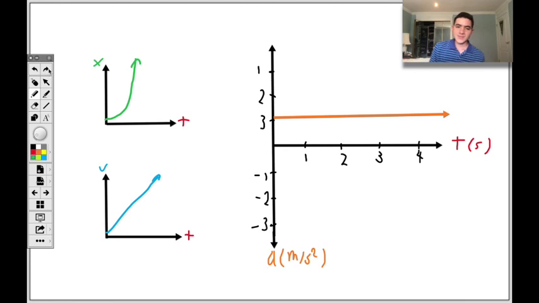If the acceleration time graph has a positive slope, then the velocity time graph will have a curved slope like this, as the velocity is increasing by more with every increment of time, and the position time graph will have an even steeper curve.